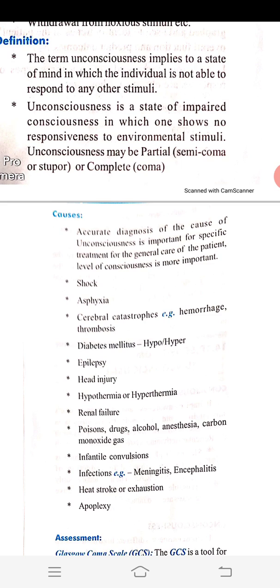Then diabetes mellitus is also another cause that develops unconsciousness. In diabetes mellitus there is an increase in blood sugar or glucose levels, and the body cannot use the glucose properly. The blood glucose level rises because the body cannot use glucose in the proper way. Okay.